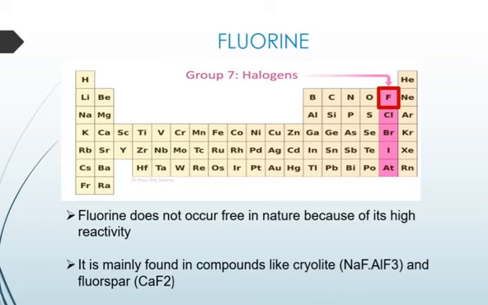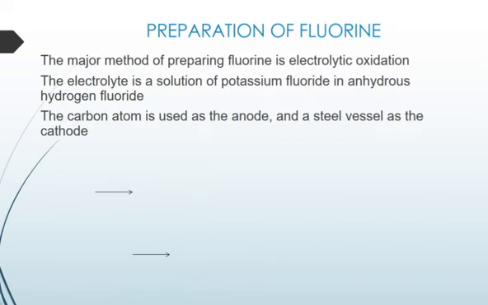Very quickly, we'll be looking at the preparation of fluorine. The major method of preparing fluorine is electrolytic oxidation. The electrolyte used is a solution of potassium fluoride in anhydrous hydrogen fluoride. Carbon is used as the anode and a steel vessel as the cathode.